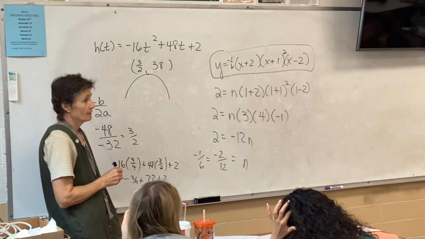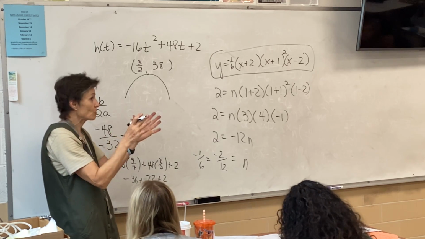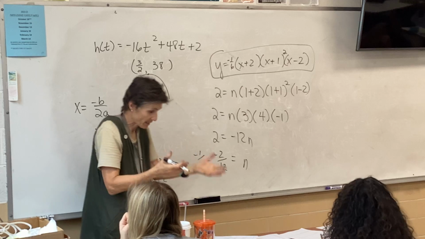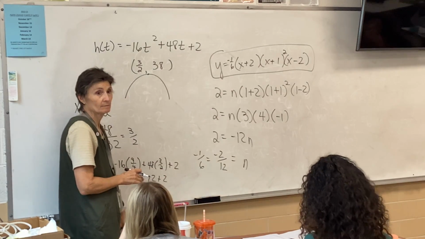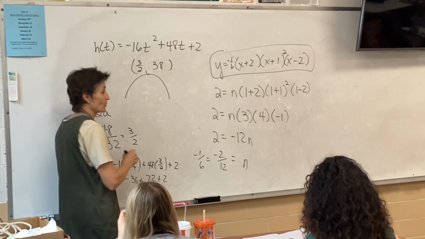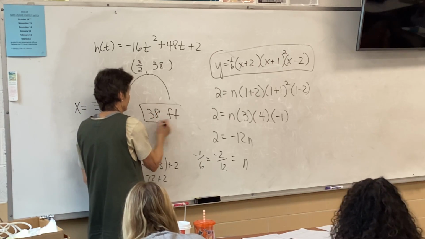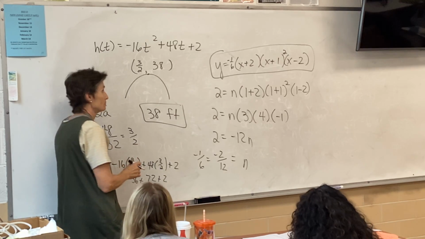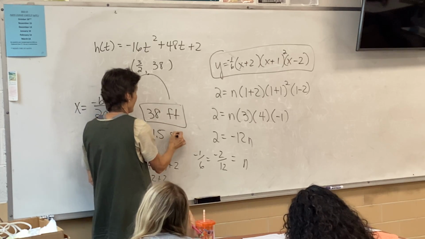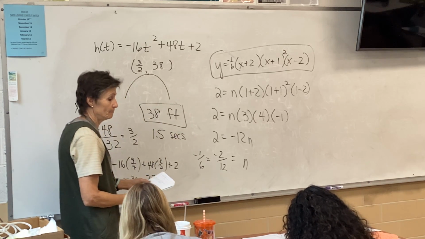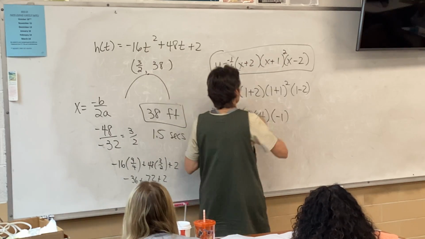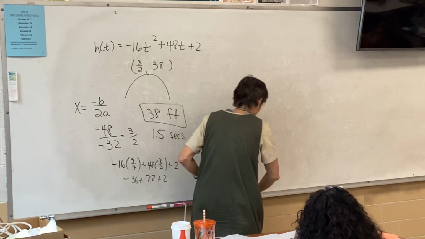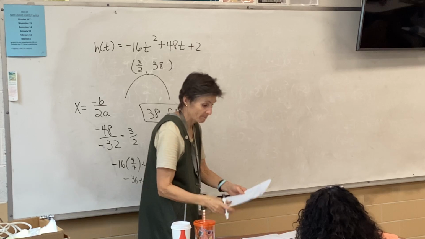Yeah. Okay. So now we have to answer the question. It's a word problem, so it doesn't say what's the vertex. It says find the maximum height. What's the maximum height? 38 feet. And the time it's reached: 1.5 seconds. The first coordinate is always the time. The second coordinate is always the height on problems like this.